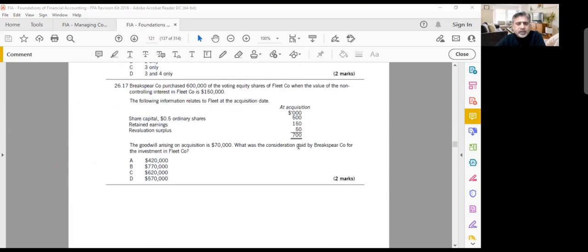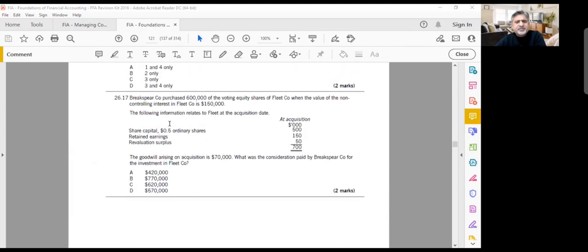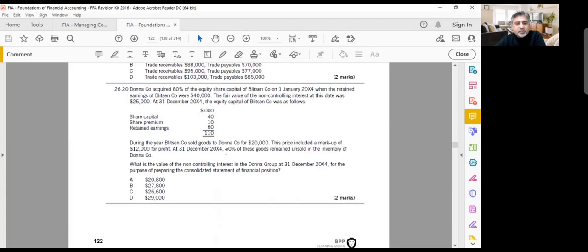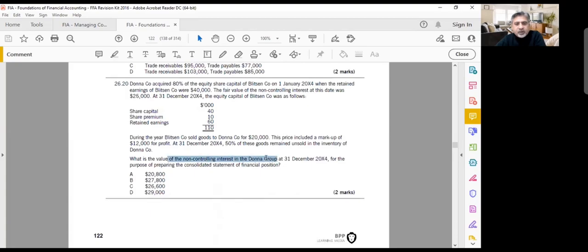This is a question from Goodwill. I think we did this together, the Breckspear question. We did it together when we were doing this. Tangible non-current assets, I don't need it. I need questions for value of non-controlling interest. Let's do this question, the NCI question. Together we'll do it, okay?